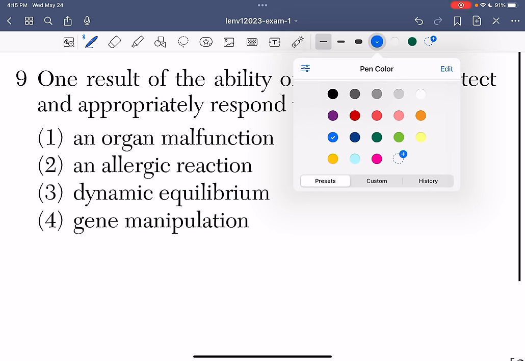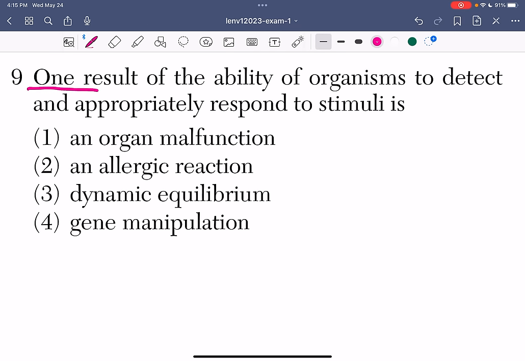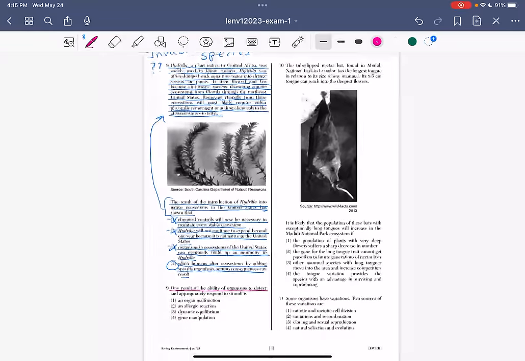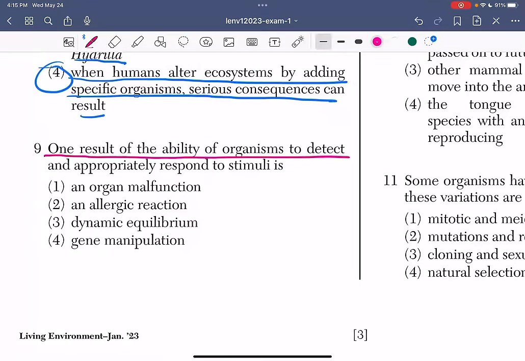Let's take a look at number 9. One result of the ability of organisms to detect and appropriately respond to stimuli. Stimuli is when your body senses something within the environment.